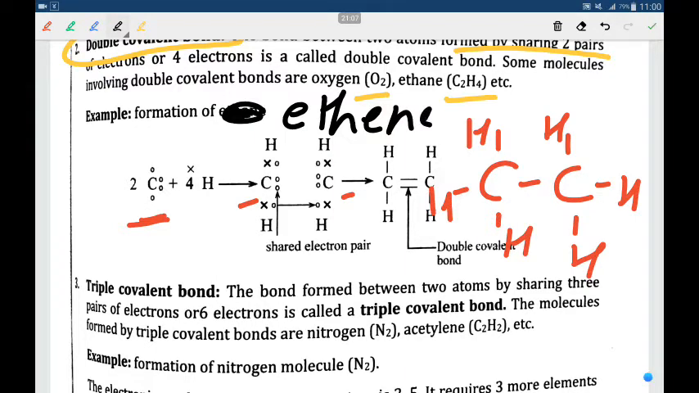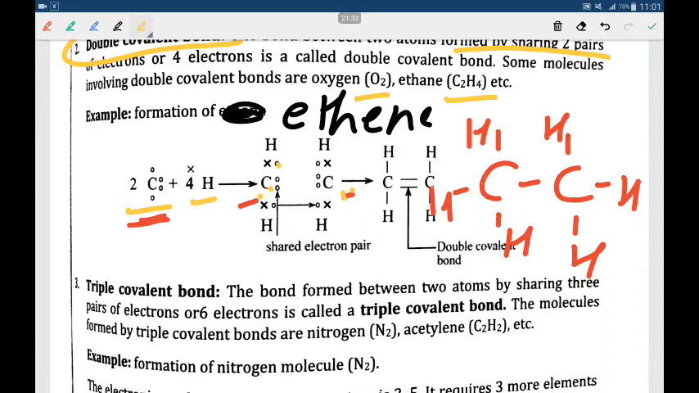Ethene. So now I'm going to say what is given here. Carbon atom contains 4 electrons in a valence shell, hydrogen. Now, in between these two carbon atoms, 2 pairs of electrons are shared, and hydrogen 1, 1, 1, 1.